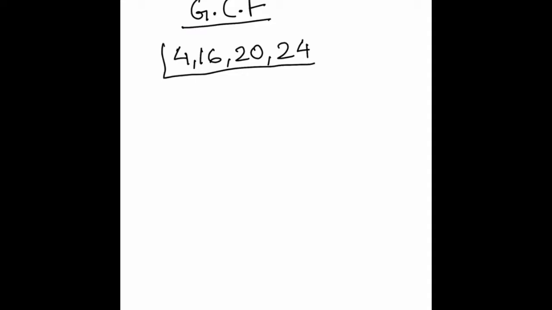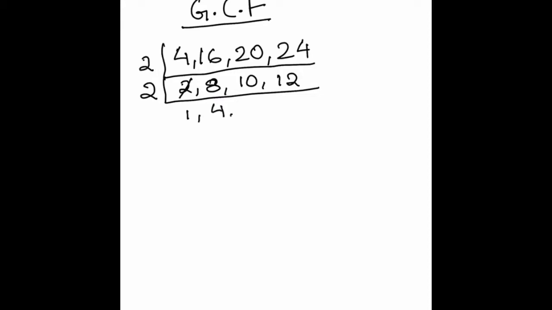So starting with our set of numbers, I can start by dividing with 2. So I'll get a 2 here, 8, 10, and 12. Now in the following step, I can divide by 2 again, and I would be able to divide all four of them. I can divide this, I'll get 1, 4, 5, and 6.